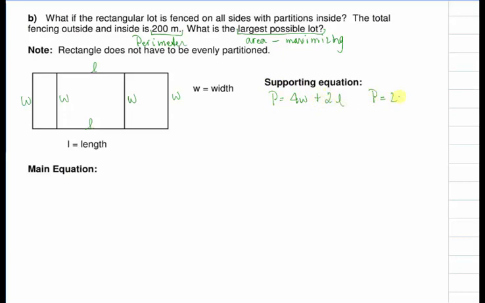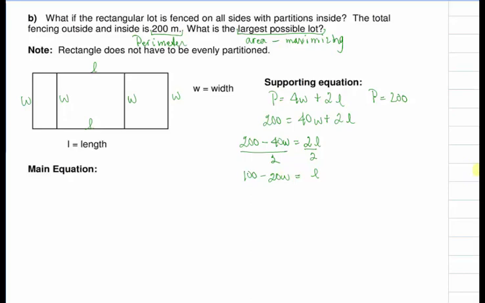And we know the perimeter is 200 because we've got 200 meters of fencing. So we will substitute that in. Okay, and once again I'm going to solve for length. So that means that the 4W has to go to the left. It becomes negative. And I'm going to divide everything by 2 so I can isolate the length. And that gives me 100 minus 2W.